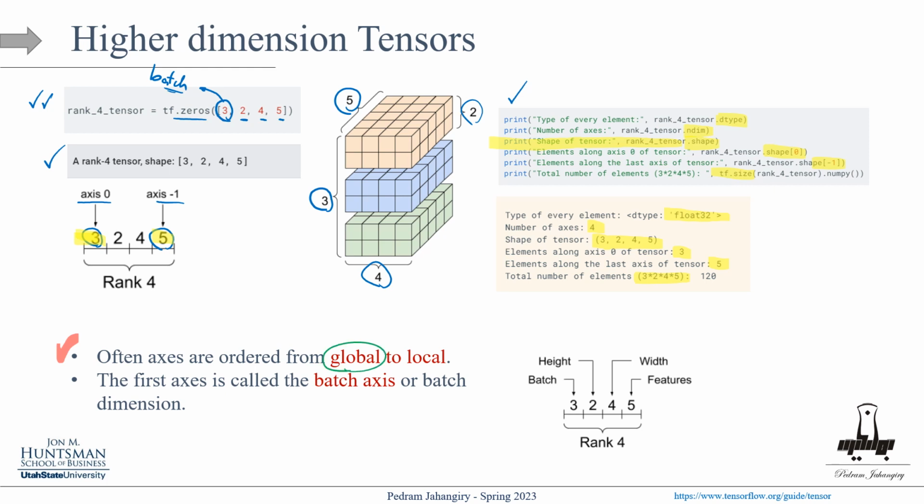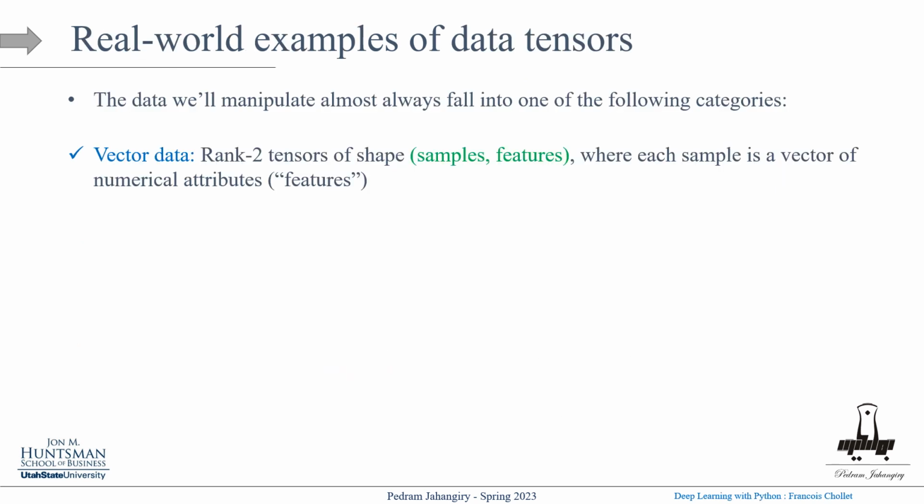So you start from how many batches you have, and then you go down. The first axis is usually our batch axis, or batch dimension. All right, so that was the rank 4, and now let's look into the next one, which is the real-world examples of data tensors.